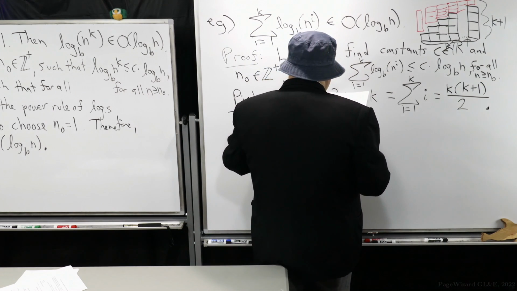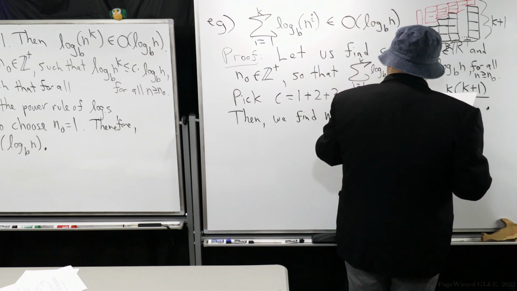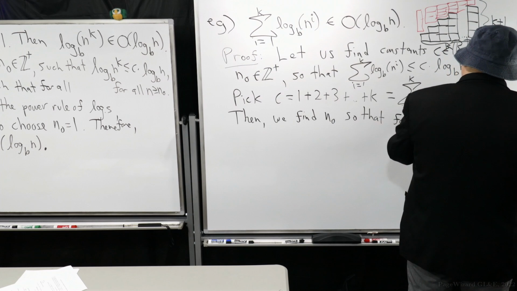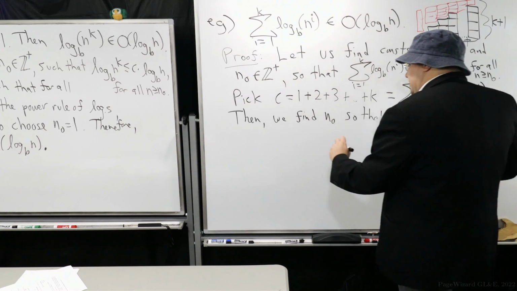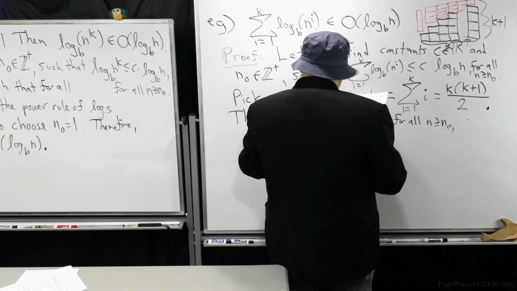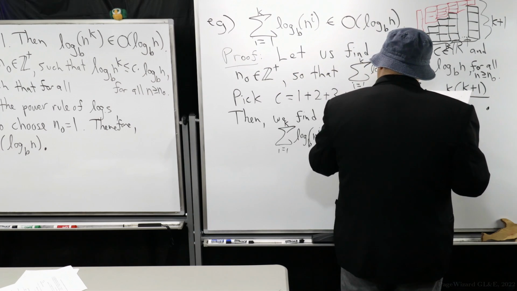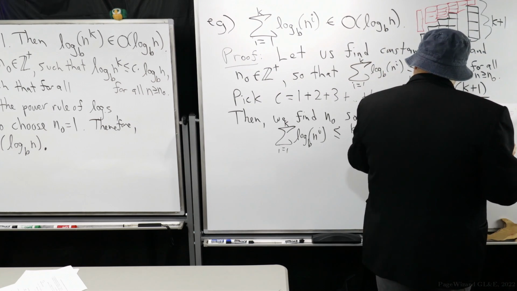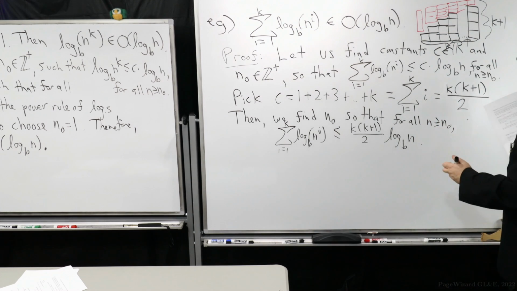Then we find n0 so that for all n greater than or equal to n0, the sum from i equals 1 to k of log base b of n to the power of i is less than or equal to k times k plus 1 over 2 times log base b of n. Now, I'm just going to apply the power rule of logarithms again.